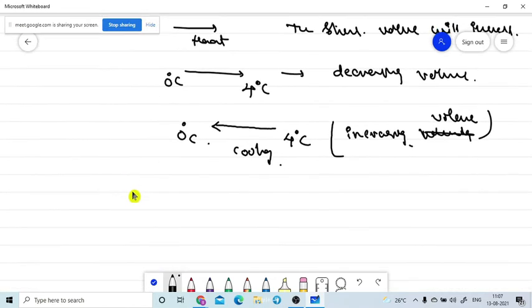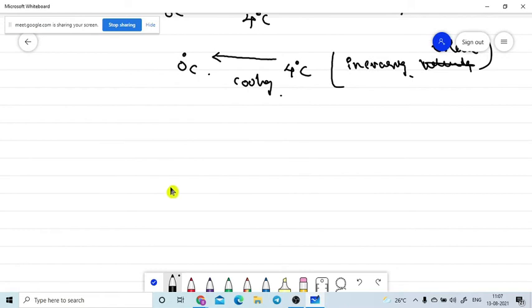One of the scientists did some experiments; the scientist's name is Hope. Hope introduced an apparatus to find out the anomalous expansion of the water. So the apparatus is called Hope's apparatus. With the help of Hope's apparatus, we can easily recognize the anomalous expansion of the water. It is a very small apparatus only.